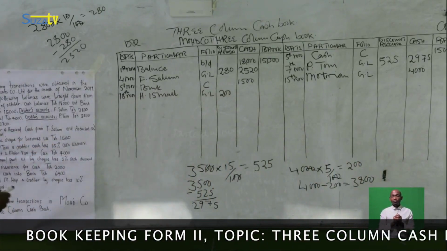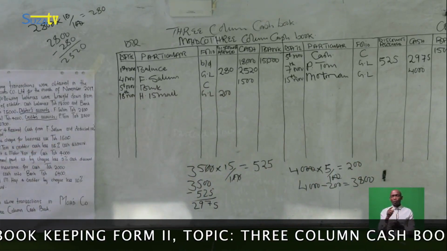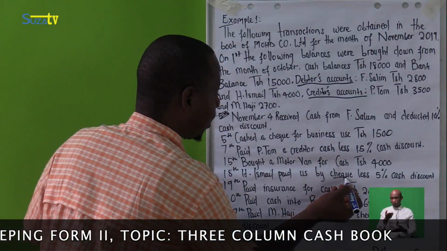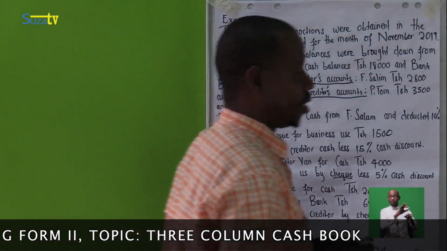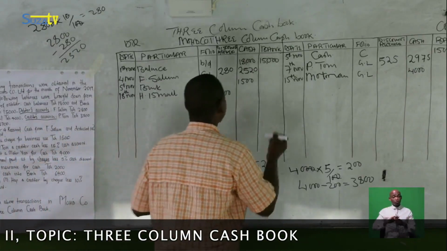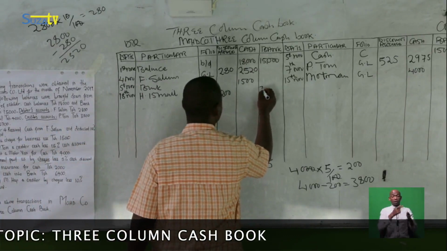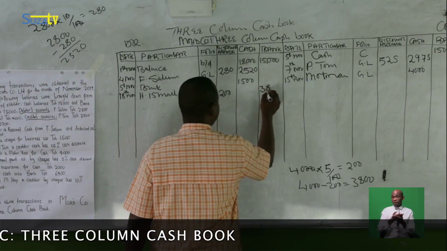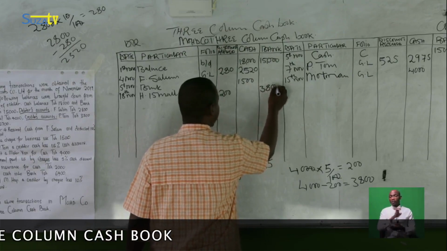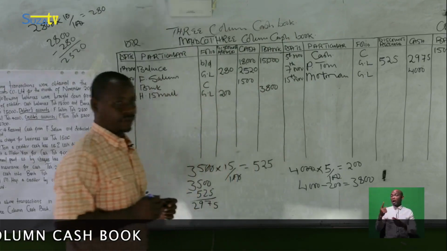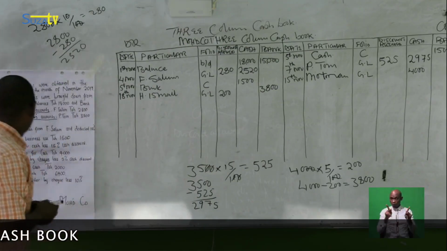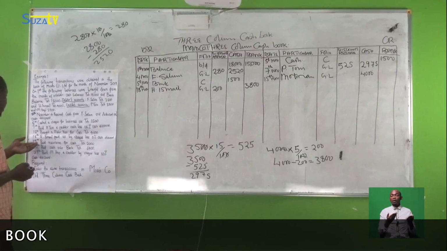Look, this means H. Smile used to pay us by check. If H. Smile uses a check, it should be recorded in the bank column. You receive that 3,800. Have you understood it? Okay. Now we continue with other transactions.